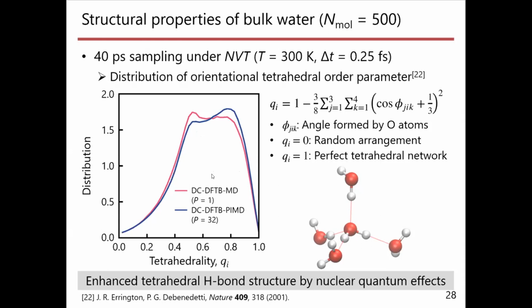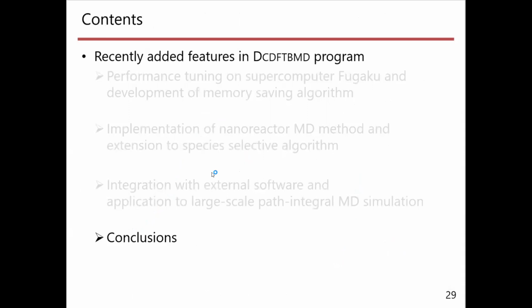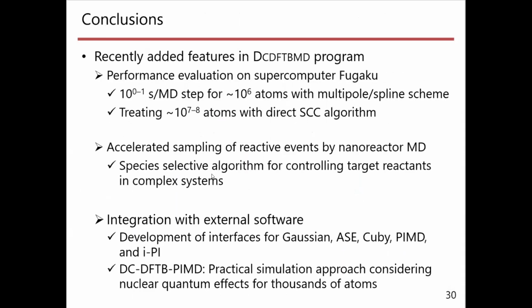We also calculated the tetrahedral order parameter as an indicator of the hydrogen bond network in bulk water. The horizontal axis of this graph is defined with this equation, where values of 0 and 1 correspond to the random arrangement and perfect tetrahedral network, respectively. The distribution plot indicated that the nuclear quantum effects enhanced the tetrahedral hydrogen bond structures. These results demonstrate that advanced DCDFTB simulations can be performed by the unification with external software.